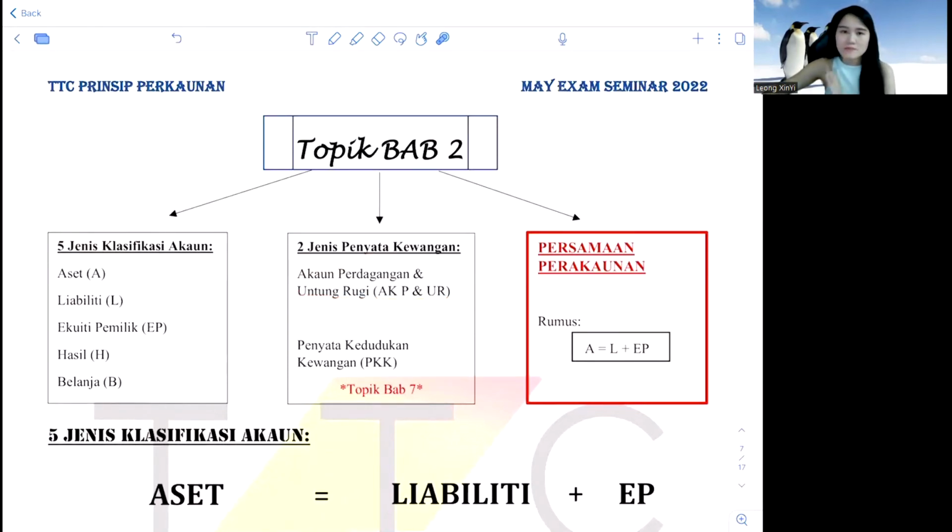But today, it's impossible for us to do this because it's too long already. So if you think your exam is going to come up, then my only advice is you have to memorize the format for this one, account perdagangan dan untung rugi. That is your only choice already. But usually first term exam, they ask for persamaan perakaunan and jenis klasifikasi lah. Okay, so persamaan perakaunan will have this rumus: asset equals liability plus EP.